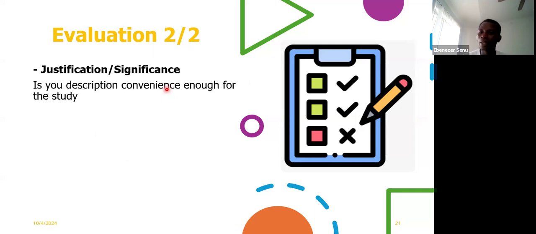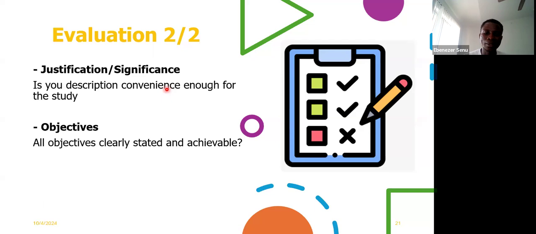Is it convincing? Does your write-up, your chapter one, give information on why your research is very important? If not, you need to go back. Are your objectives clearly stated and achievable? And the last one is your language.